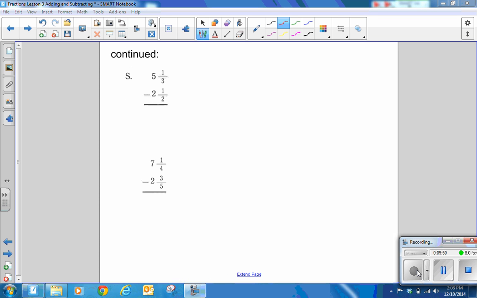Now let's do a couple more examples that require borrowing. So first let's have a look at the denominators. I have 5 and 1/3 minus 2 and 1/2. Their least common denominator will be 6.